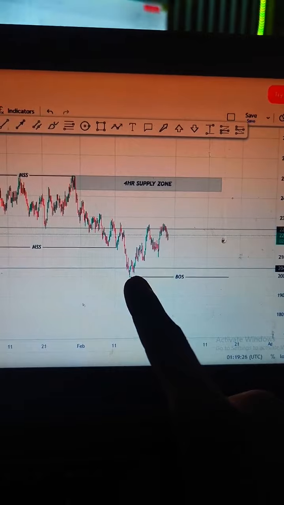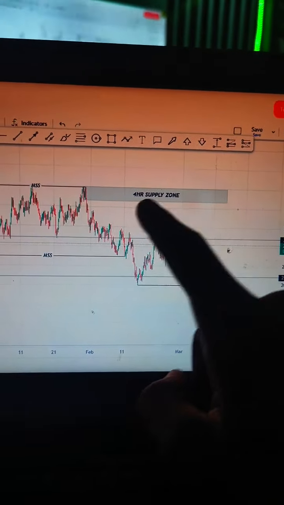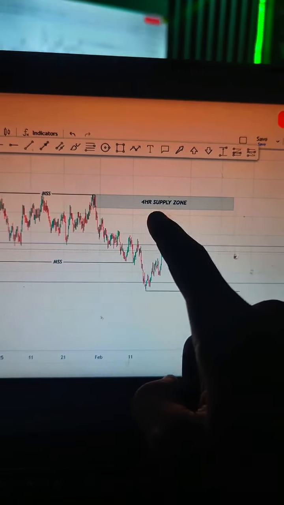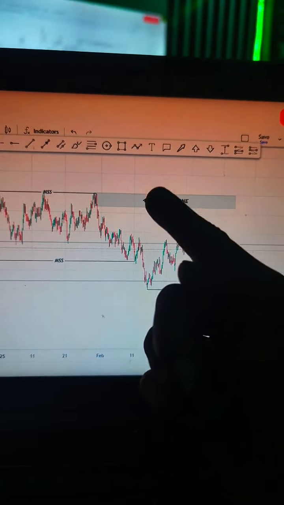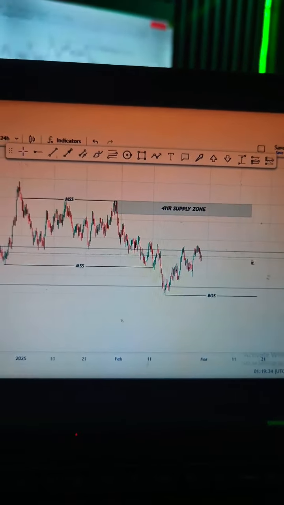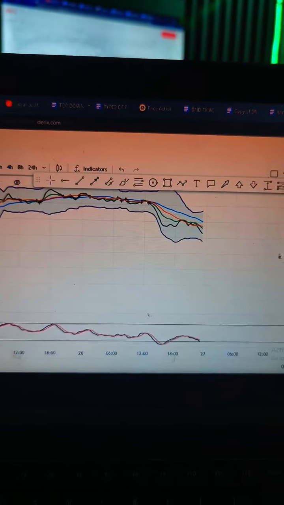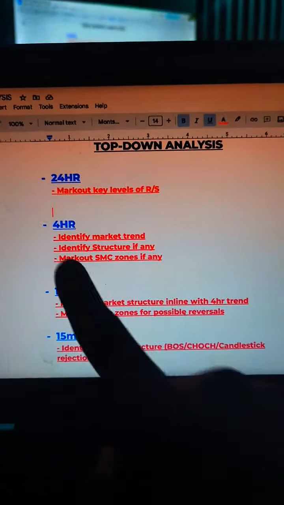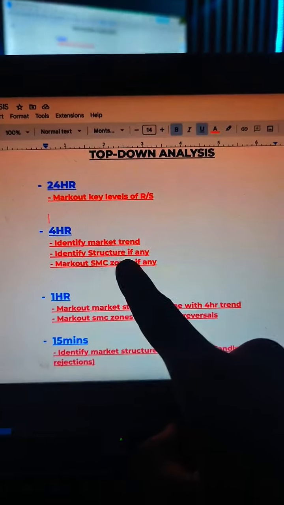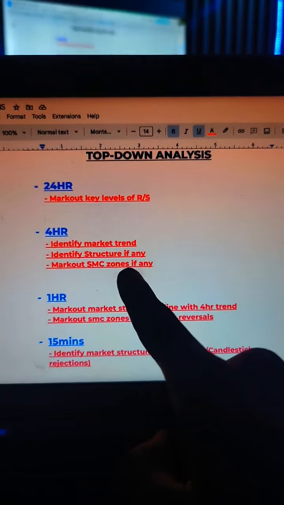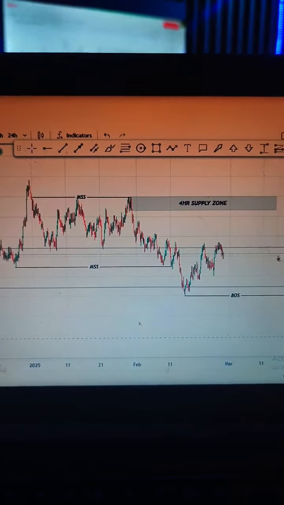Now you see we came all the way down here, and the market is officially going upward into this 4 hour supply zone. Remember, you can mark out any zone if you can find one on the higher time frame, which is the 4 hour time frame, like I said. From the 4 hour, identify the market trend, identify structure if there is any, and also mark out SMC zones if there is any, and we officially found some of these, right?